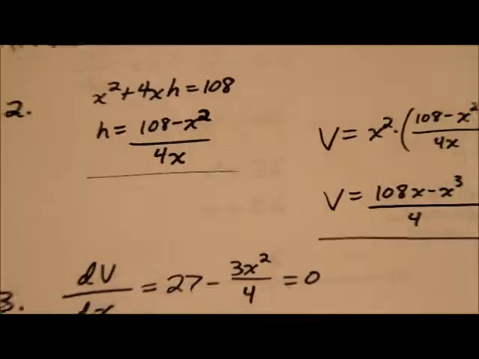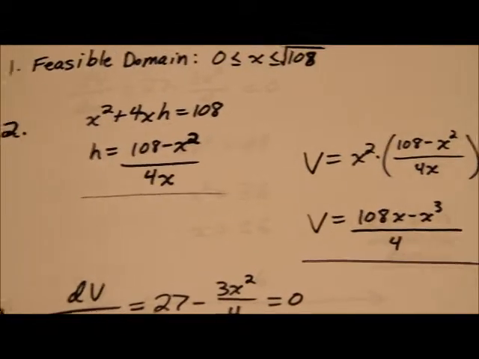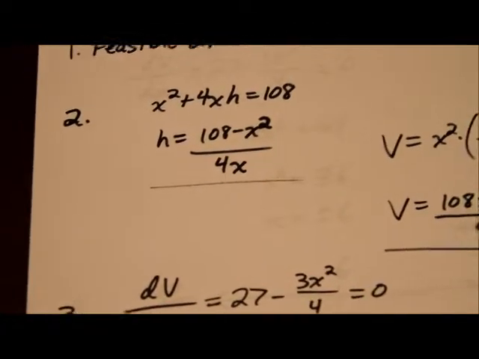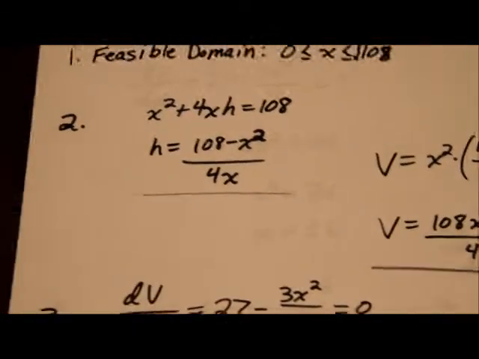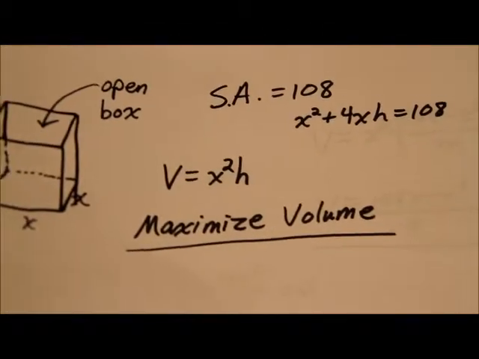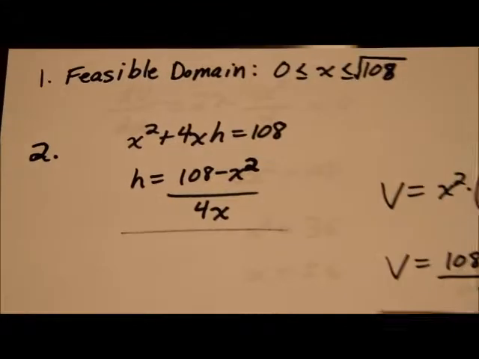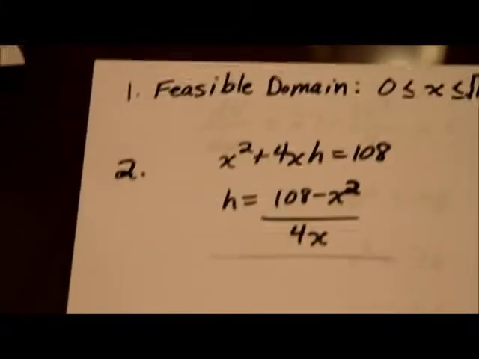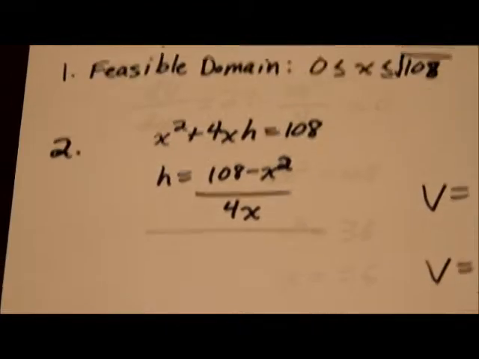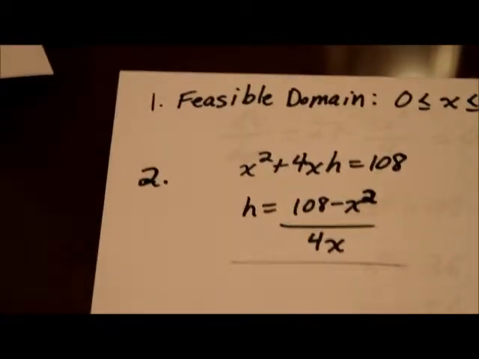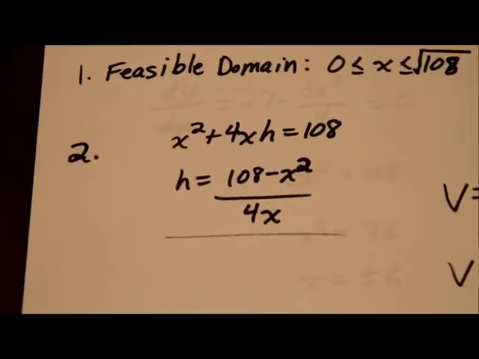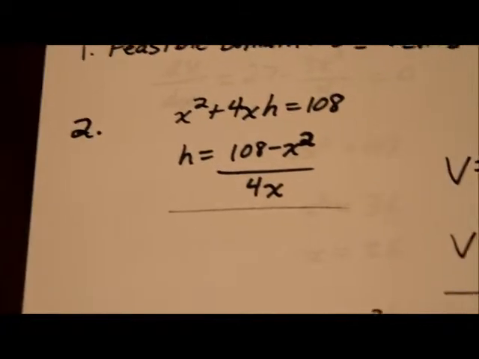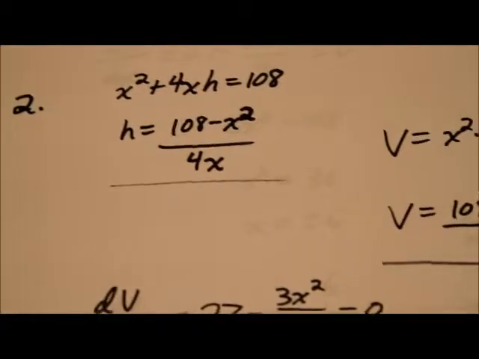So, step 2. If you have more than 2 variables, in this case we have a V, an x, and an h, then you need a secondary equation. Beforehand, V equals x squared h, that is our primary equation. And the equation for the surface area, that's our secondary equation. So we're going to use that to help us define h in terms of x. I've already done that for you. To make it simple, I just subtracted x squared and then divided by 4x. So h is (108 minus x squared) over 4x.